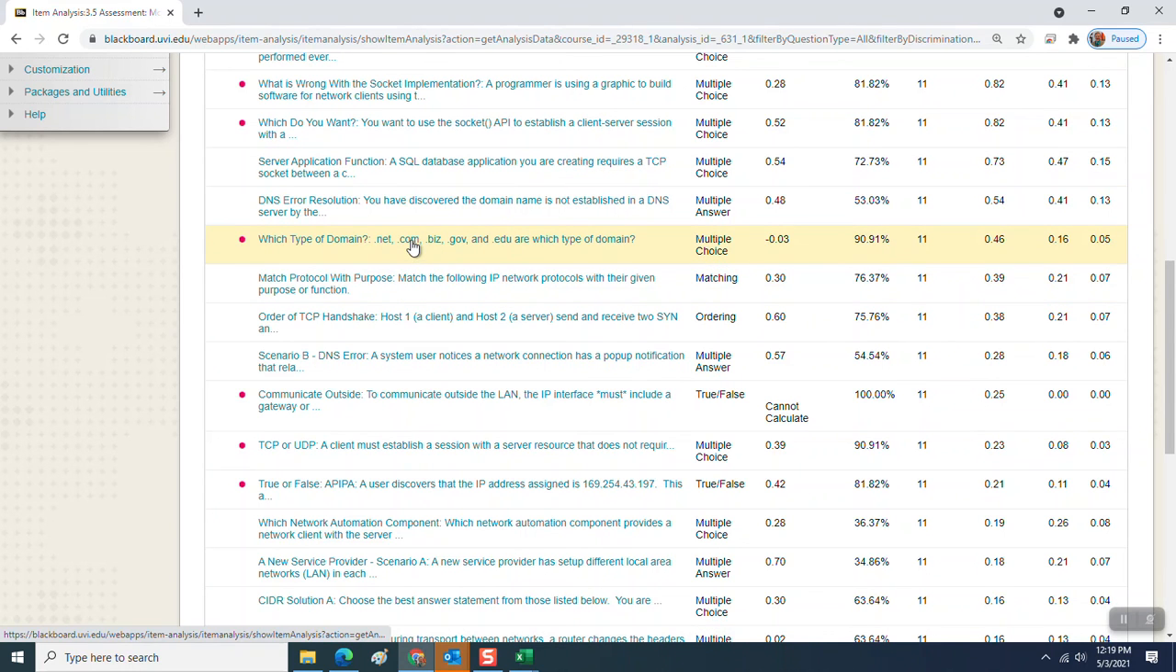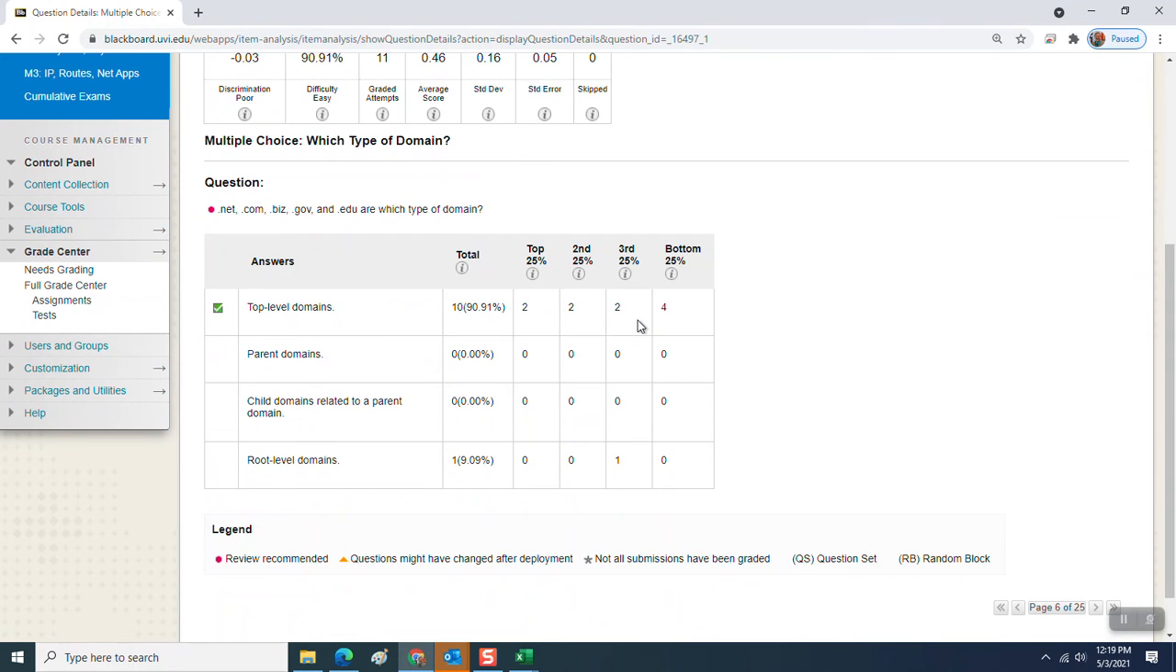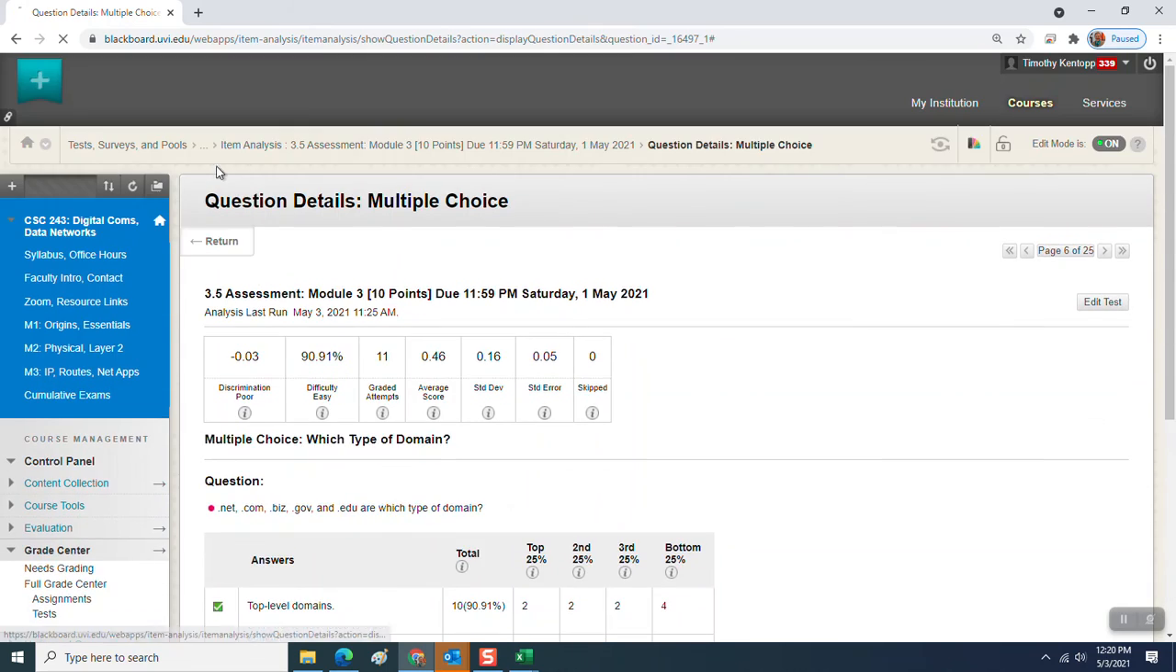Let's see, which type of domain? Multiple choice. These are called top-level domains, .net, .com. The dot is the root. The net, com, biz, gov, edu, those are top-level domains. If you have uvi.edu, that's the parent domain. If you have students.uvi, that's the child domain to the parent. Root level is just dot. So that's what we're dealing with here.